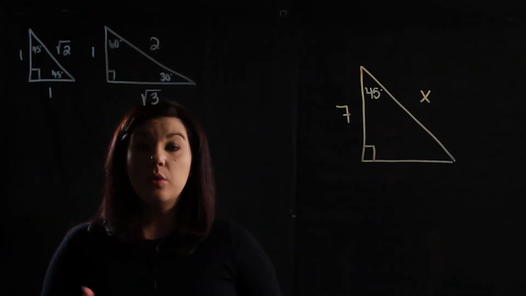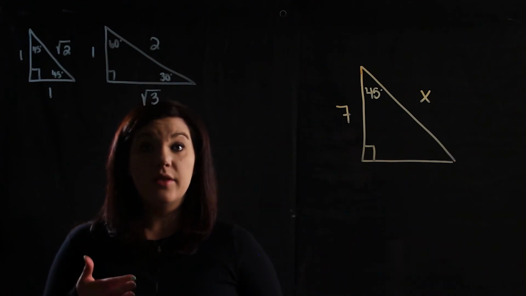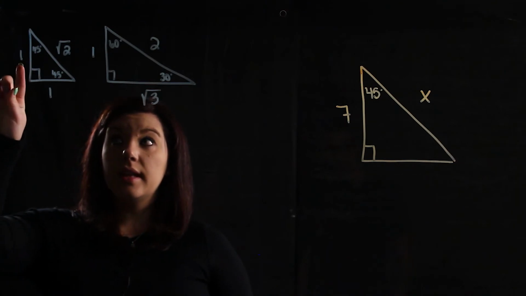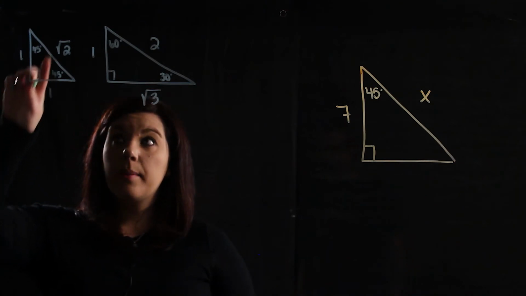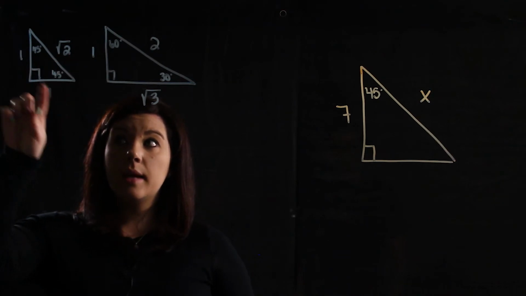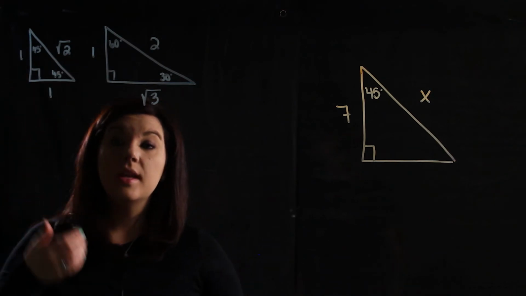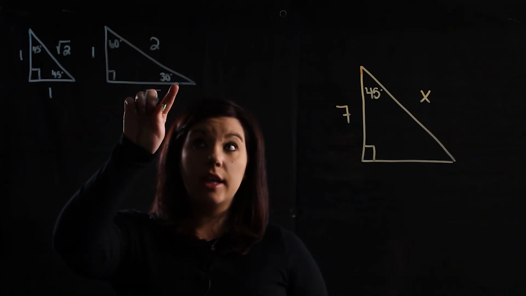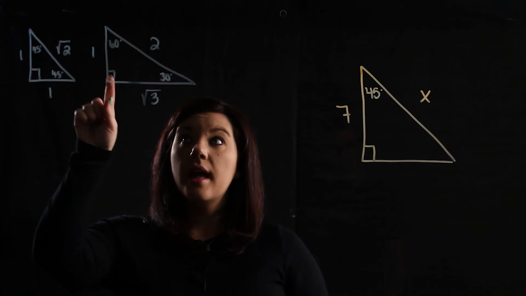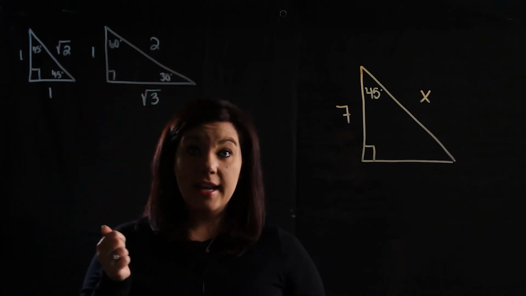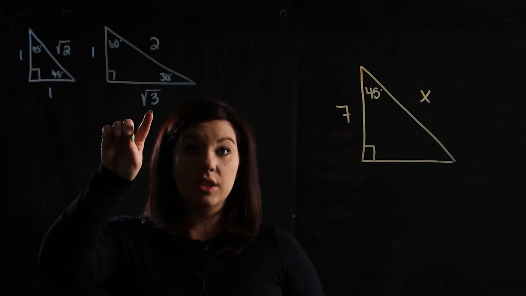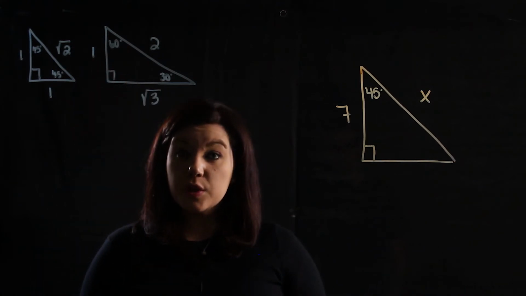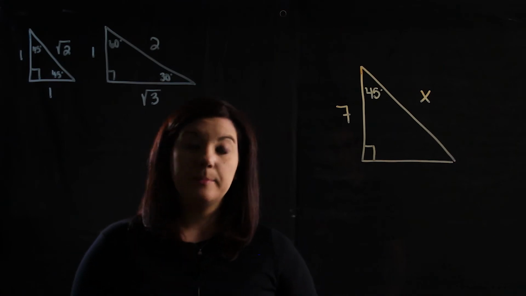So let's just review what we've just learned about the side lengths of our special right triangles. In a 45, 45, 90 triangle, the legs are the same size, and the hypotenuse is the square root of 2 times whatever those legs happen to be. In a 30, 60, 90 right triangle, the shortest side is the side across from the 30-degree angle. The hypotenuse is double whatever that is, and the side across from 60 degrees is the square root of 3 times that shortest side. So let's use that knowledge to do a few examples.